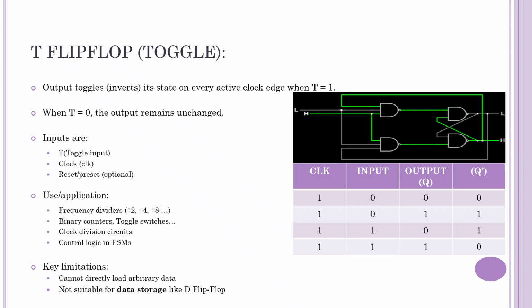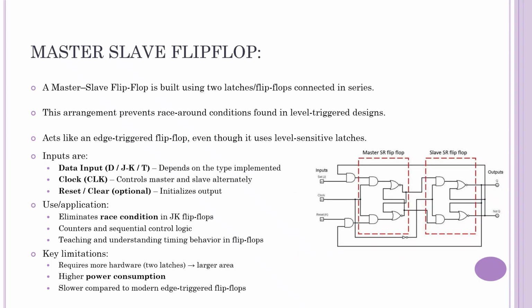We derive it from behavior. In fact, in RTL, a T flip-flop is commonly implemented using a D flip-flop with D equals T XOR Q. And that's powerful. So here's the takeaway. T flip-flops are simple and extremely useful for counting and clock division, but not ideal for general data storage.